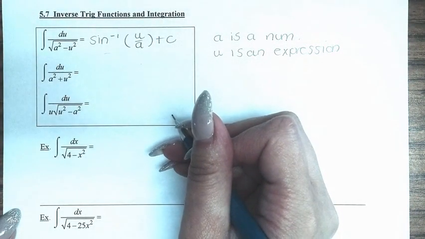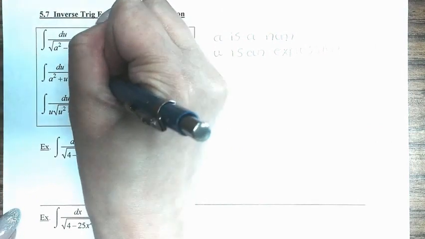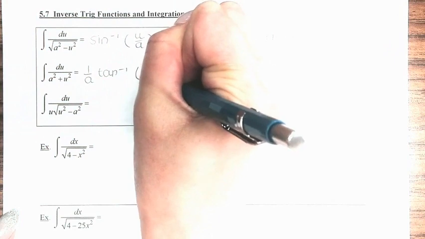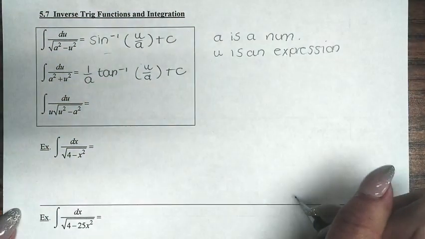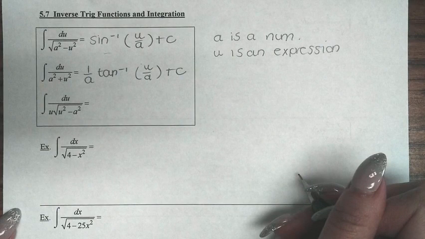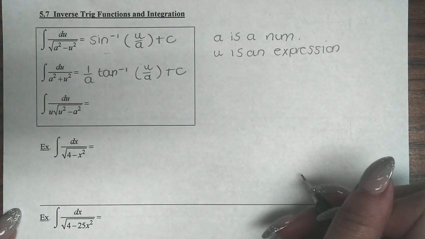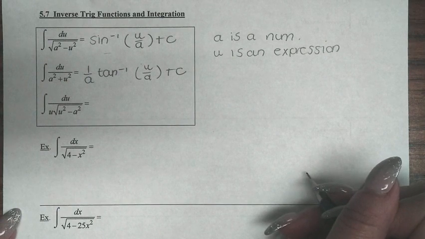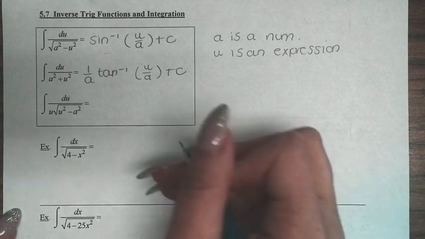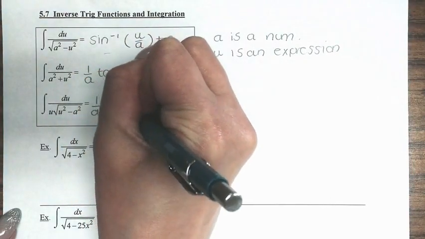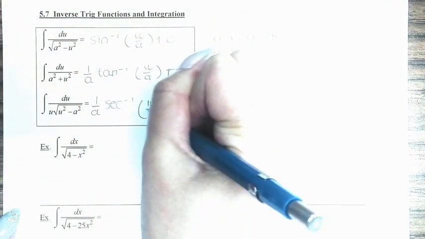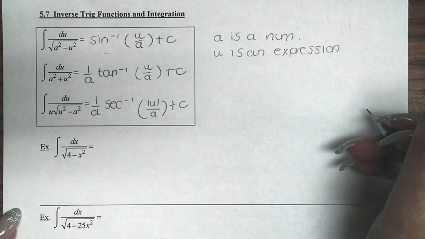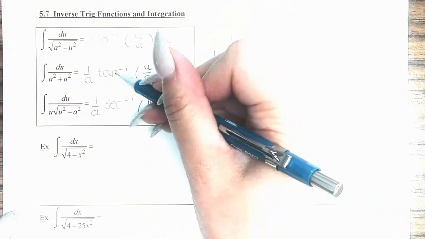The next one that we have is the integral of du divided by a squared plus u squared. That one is going to be tangent inverse, so it's going to be 1 over a tangent inverse of u divided by a plus c. The third formula for today is the integral of du divided by u times the square root of u squared minus a squared. This is going to be equal to 1 over a secant inverse of the absolute value of u divided by a plus c.